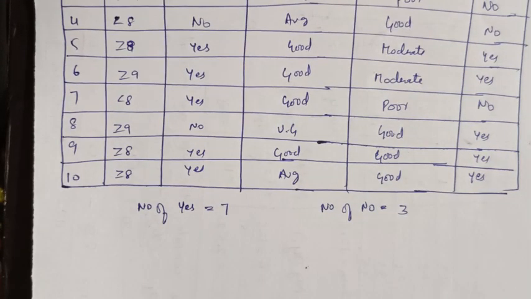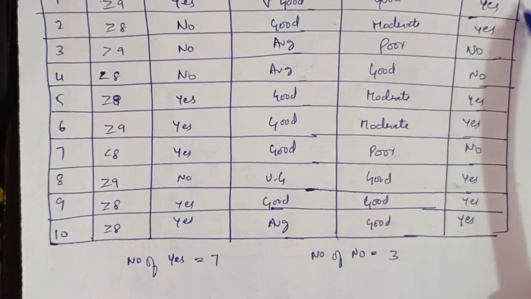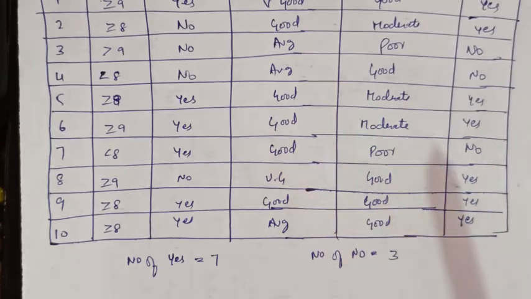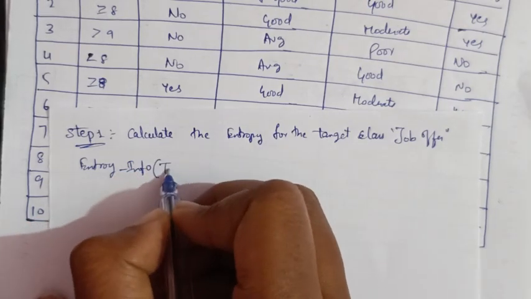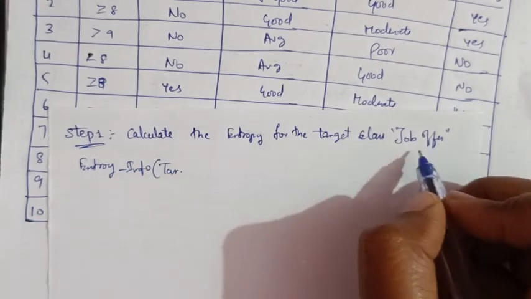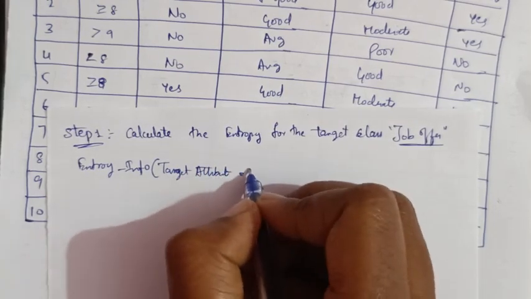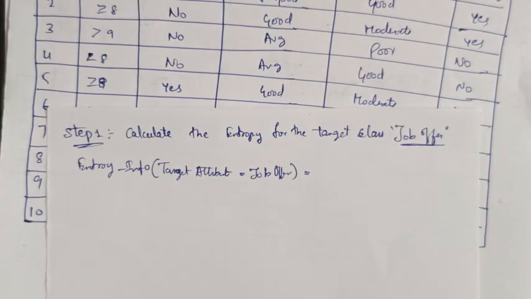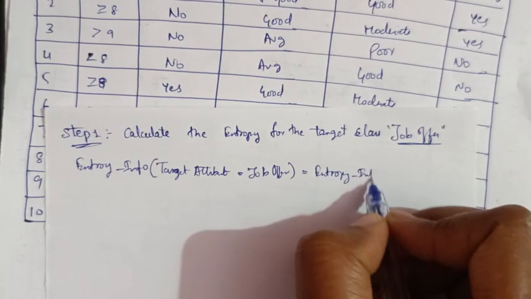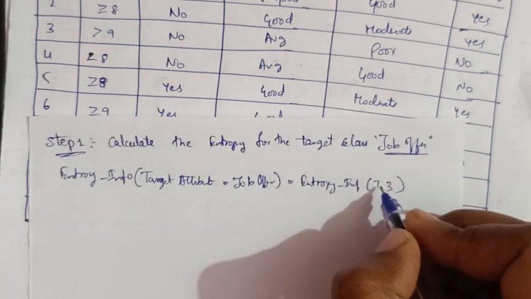Now the first step is to calculate the entropy for the target class, that is job offer. We are calculating the entropy for this job offer in the first step. We know the formula to calculate the entropy. Here we have 7 yes and 3 no, so we have to calculate the entropy now.